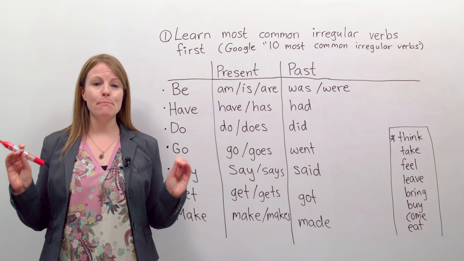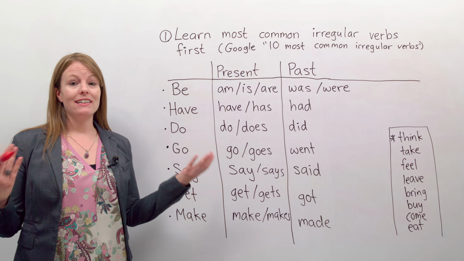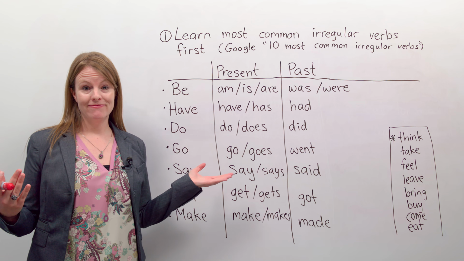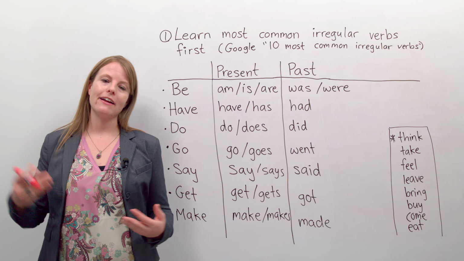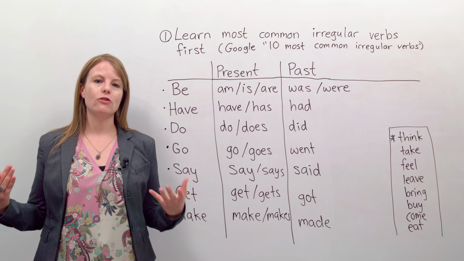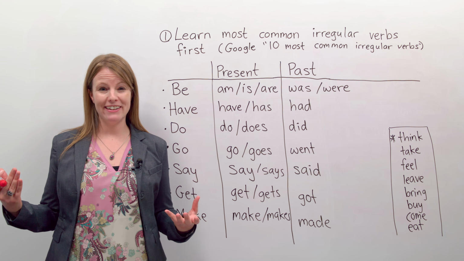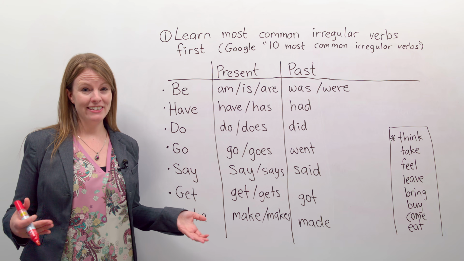to learn the most common ones first. So here are the most common. These are the most commonly used in English. There's many irregular verbs. I recommend you start with the most commonly used ones first and memorize them. You might already know a lot of these already.